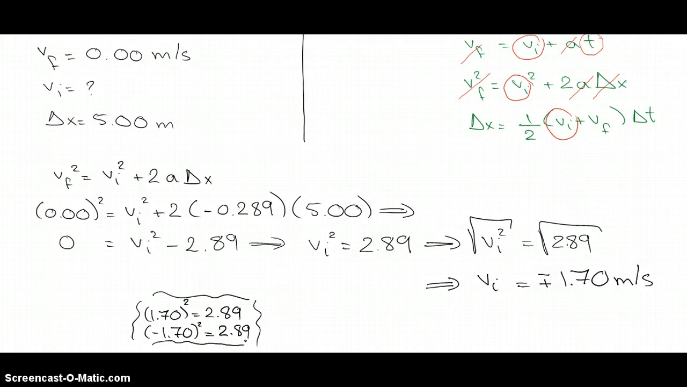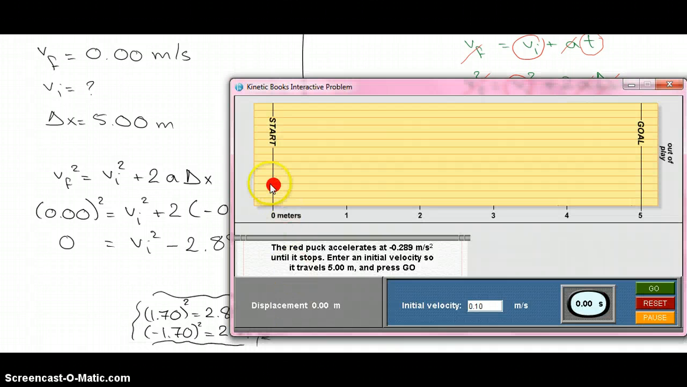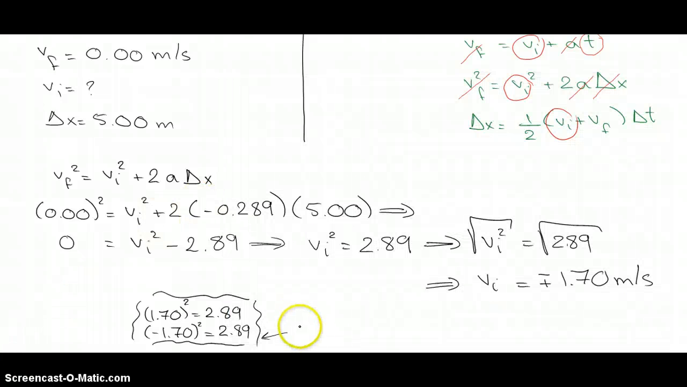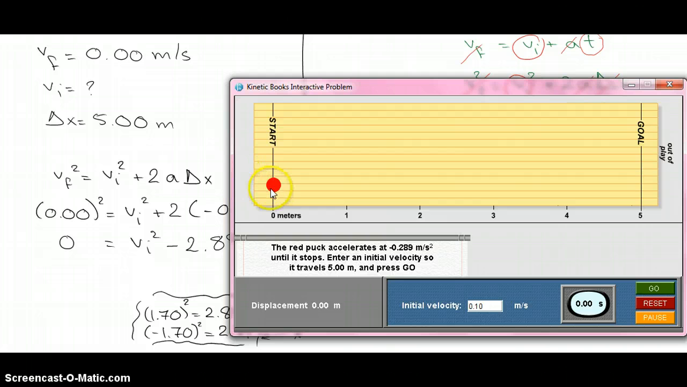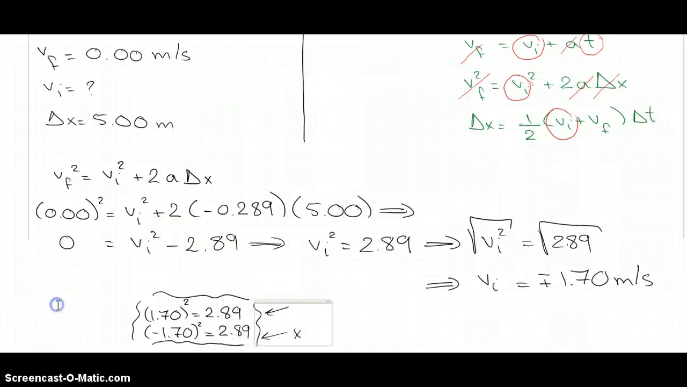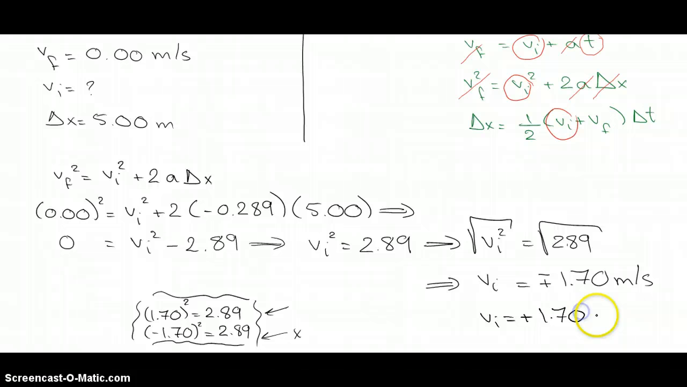So if I use the negative answer, that means my puck is moving to the left. Should my puck move to the left? No. So that's not the answer I'm choosing. If I use the positive answer, that means I'm directing my puck to move to the right. And that's what I want. So the acceptable answer is positive 1.70 meters per second.